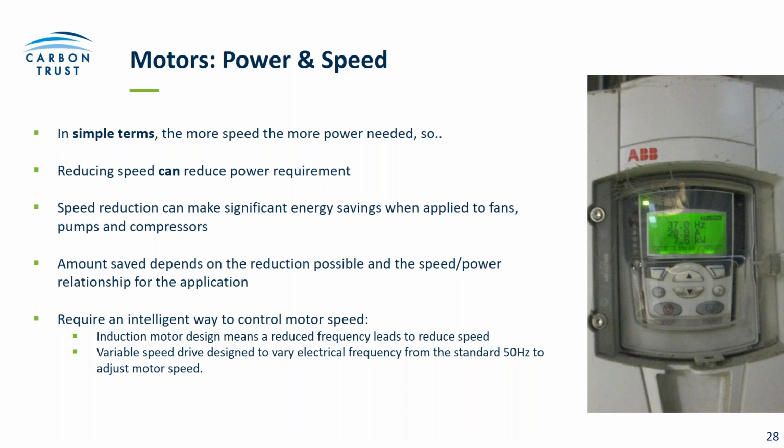So we need a change in frequency, and that requires an inverter or a variable speed drive. So that needs to be designed to vary the electrical frequency from the standard 50 Hertz to adjust the motor speed. So you can see here we've one pictured on the right, and it's operating at 7.5 kilowatts, and it's running at a frequency of 37 Hertz. So it's reduced the frequency down from 50 Hertz to 37 Hertz, which will have the impact of reducing the speed of the motor that it's controlling.